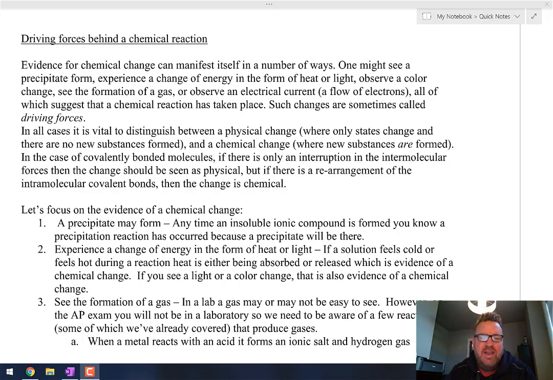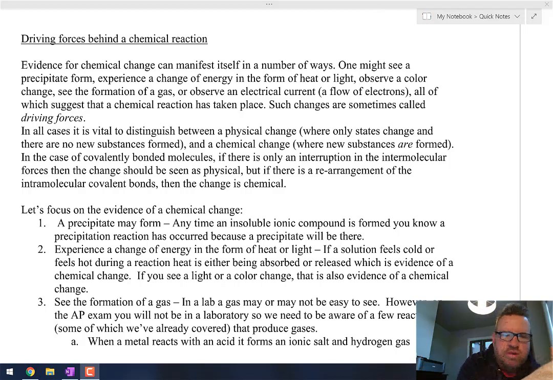Driving forces behind a chemical reaction has to deal with what are some things that you might observe or be able to predict based on whether a chemical reaction is happening or not. For example, when you pour two things together and you see a precipitate form, that's a good indicator that a chemical reaction has happened. A lot of times when you feel the container getting colder or hot, or you see some light being formed, sometimes even just a color change. All of these are just different forms of what we call these driving forces behind a chemical reaction.